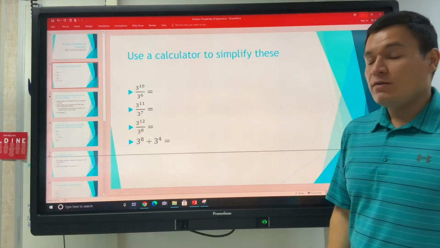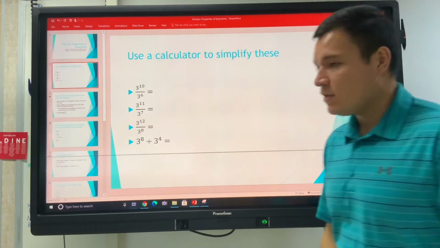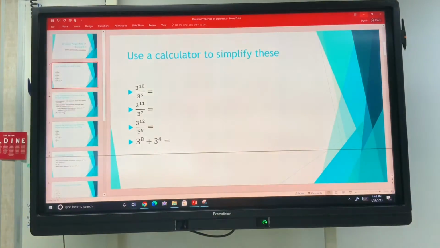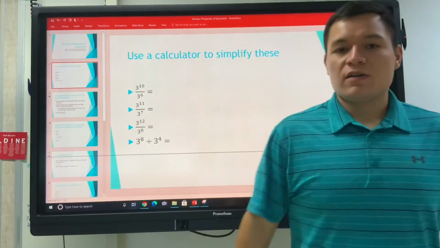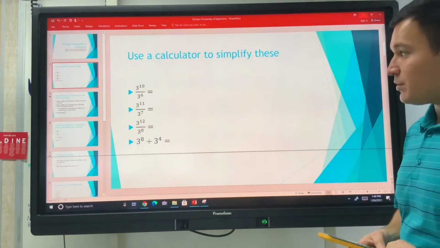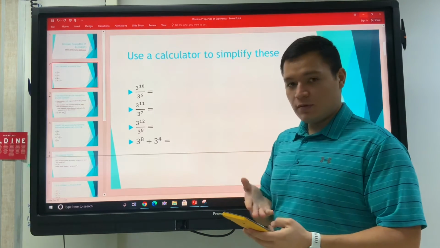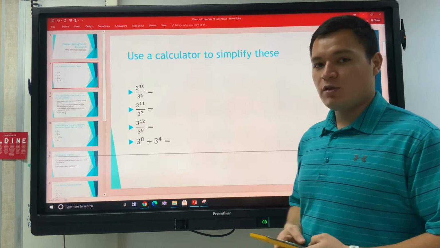I want you to use a calculator to answer these 4 questions. I'm going to go grab my calculator. You can use Desmos.com to do it, or you can use your own calculator. The first one I'll just do using my calculator. The next one I'll show you with Desmos.